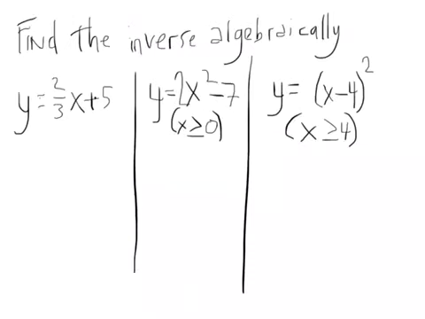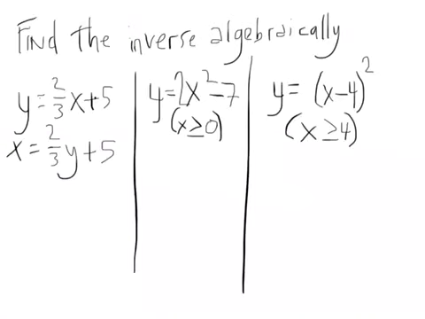So, finding the inverse. Remember what the inverse does. It switches inputs and outputs. Switch the x and the y. So that's what we're going to do. Algebraically, we're just going to rewrite this as x equals 2/3 y plus 5.